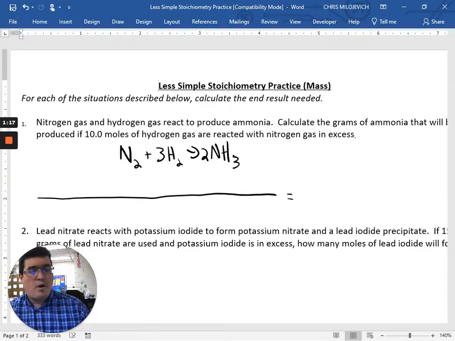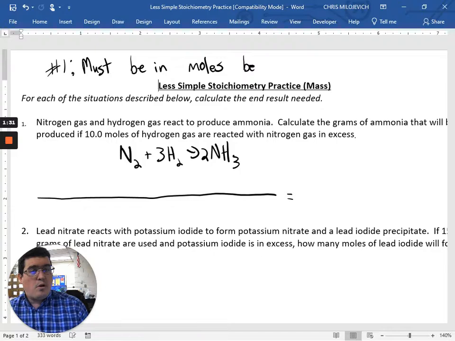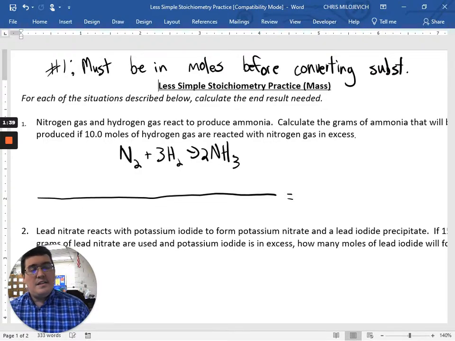We need to remember the cardinal rule, rule number 1 or rule number 0, whichever way you want. You must be in moles before converting substances. Remember that step where yesterday we used the coefficients here? All those yesterday were moles to moles. We were already in moles.